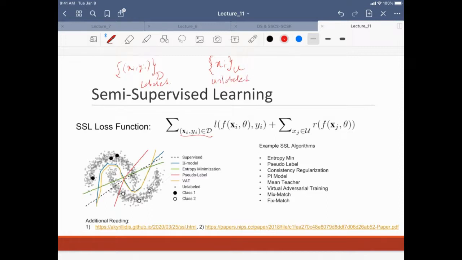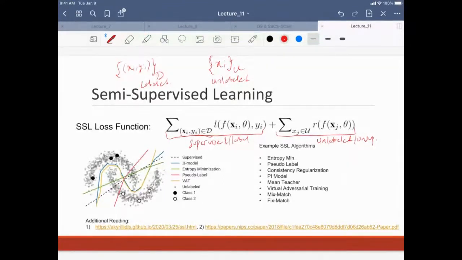Okay. So there are two components in the SSL loss function. One component is the supervised component, on the labeled data, and the second component is on the unlabeled data, the unsupervised part. Okay. So essentially the basic ideas here are very similar to, again, self-supervised learning, right?